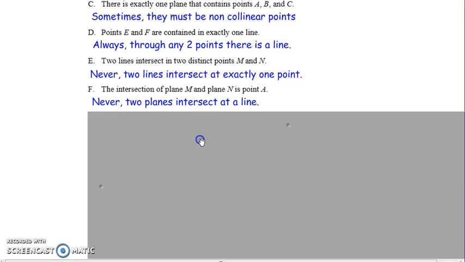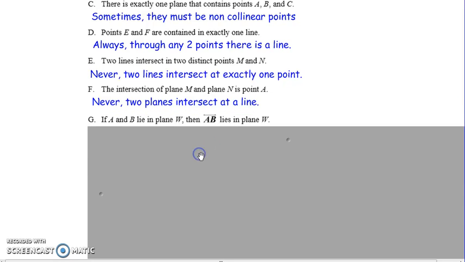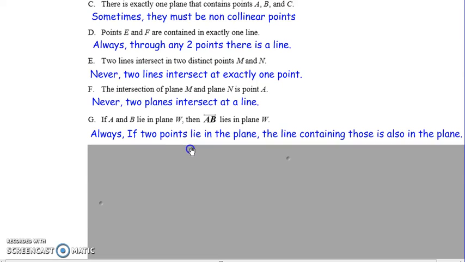On the next one, G. If A and B lie in plane W, then line AB lies in plane W. That's the one where, if we have the points and they're in the plane, then the line that contains those points lies in the plane. So if two points lie in the plane, then the line containing those also lies in the plane.